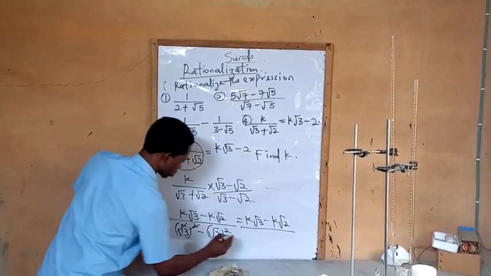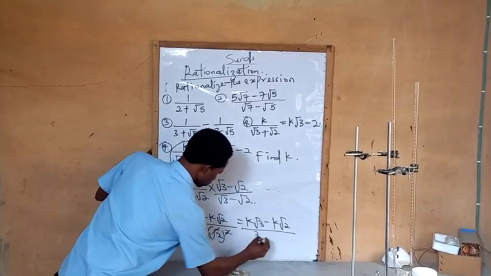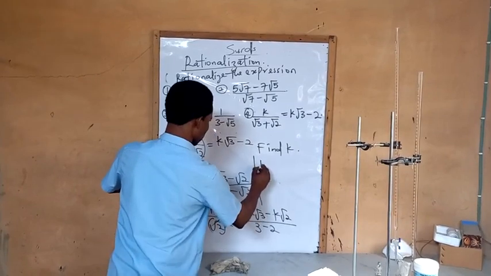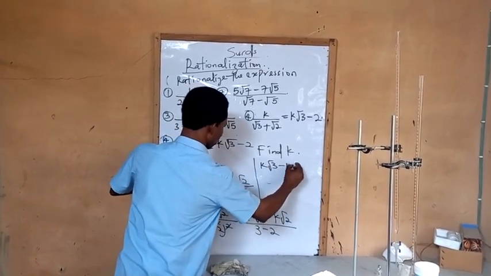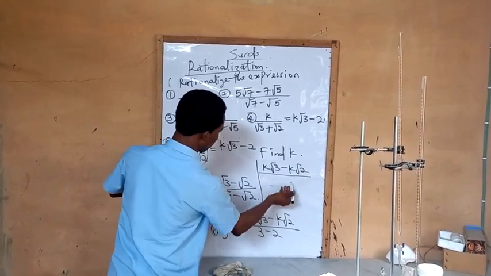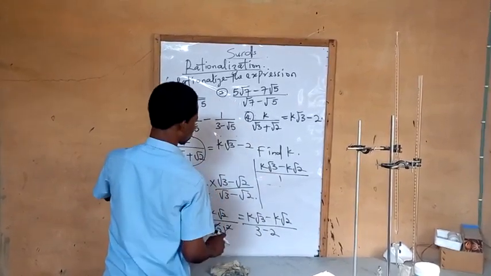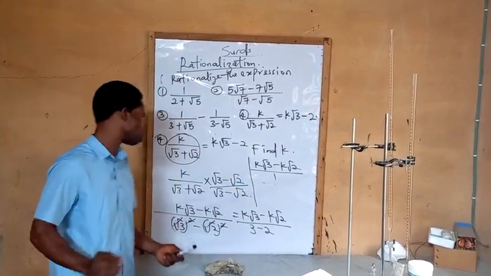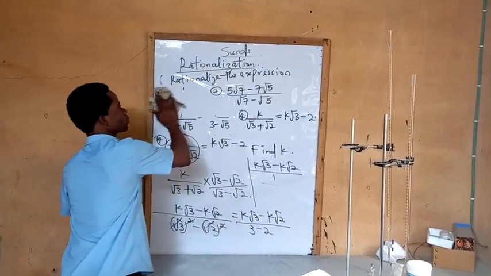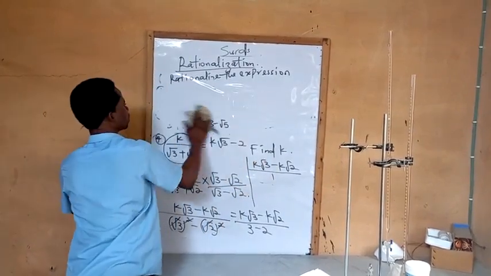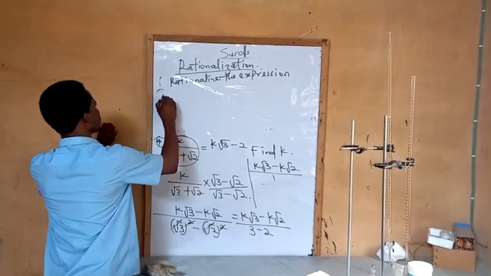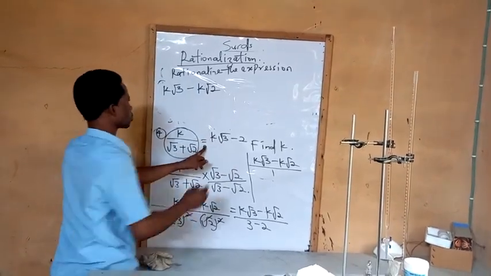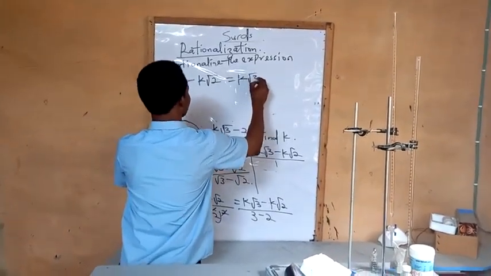This one will cancel this 3. This one will cancel this minus 2. So it's going to give me something like k root 3 minus k root 2 over 3 minus 1. So it's still the same thing as k root 3 minus k root 2. Now, when I rationalize this, I have k root 3 minus k root 2 equals to this, k root 3 minus 2.